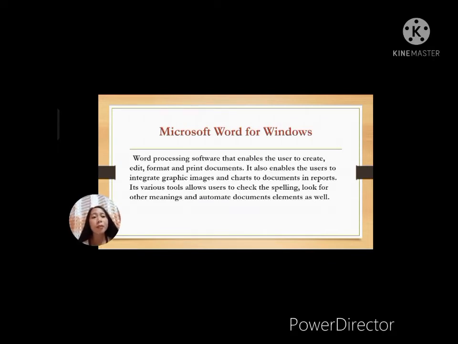Microsoft Word for Windows. Word processing software that enables the user to create, edit, format, and print documents. It also enables the users to integrate graphic images and charts into documents and reports. Its various tools allow users to check the spelling, look for other meanings, and automate document elements as well.